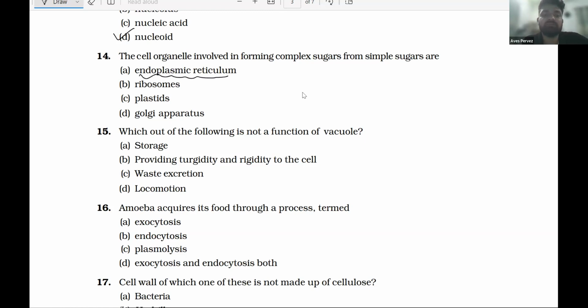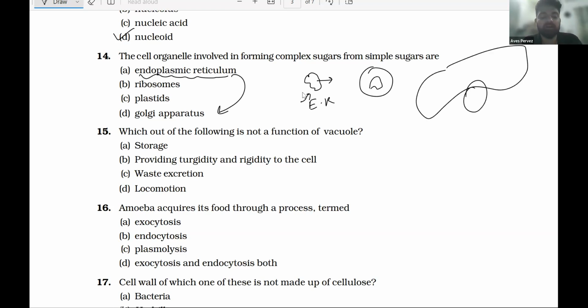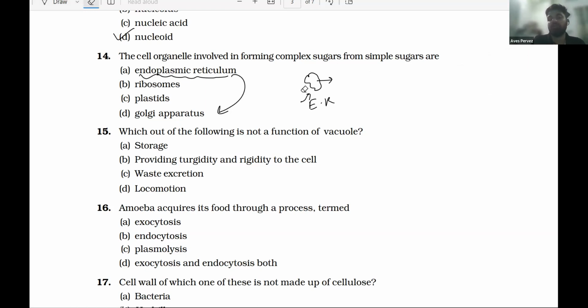or the substance that is synthesized by the endoplasmic reticulum is transferred to the Golgi bodies in the form of vesicles. It reaches the Golgi bodies, where the Golgi body modifies it and helps in its development. So the cell organelle forming complex sugar from simple sugars is the Golgi body.